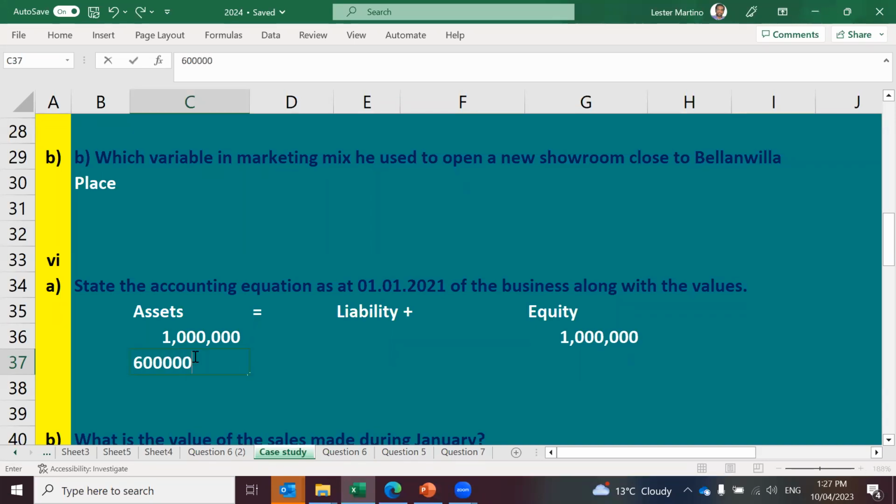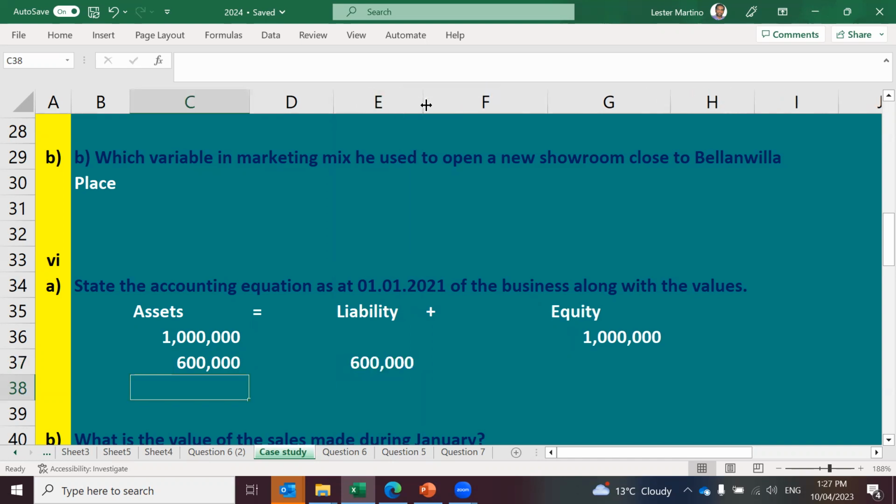Assets increase, cash increases by 600,000. Liability increases by 600,000. Don't write the liability as bank loan liability, because it's only 2 marks. Just put liability, that's enough.